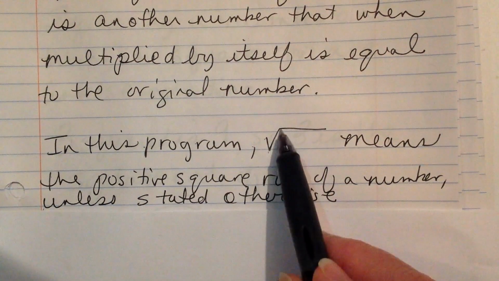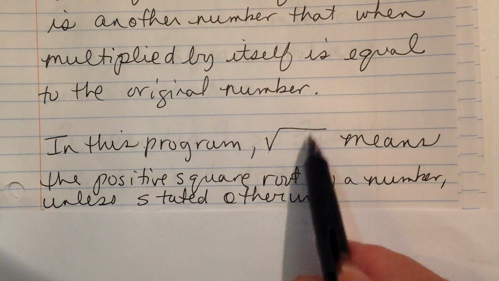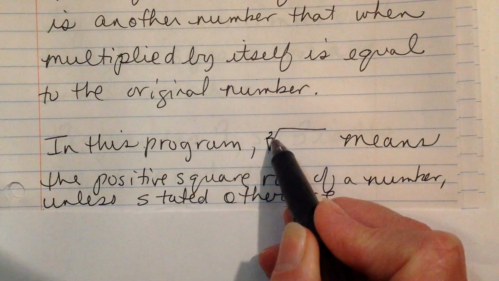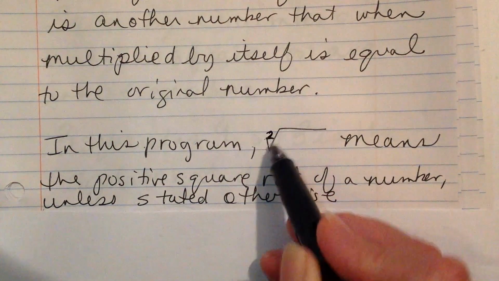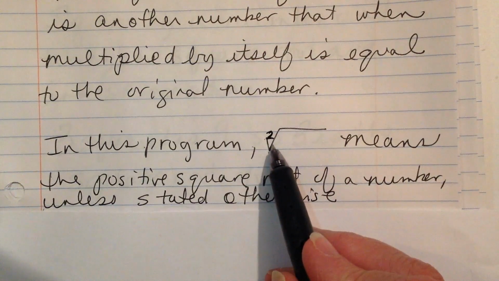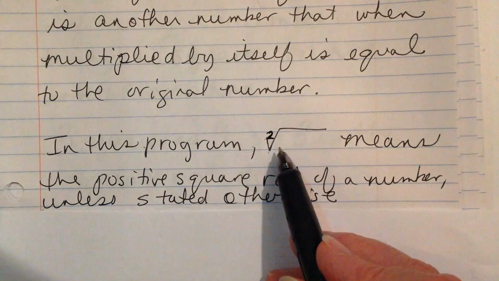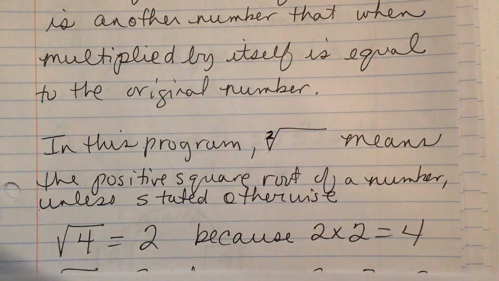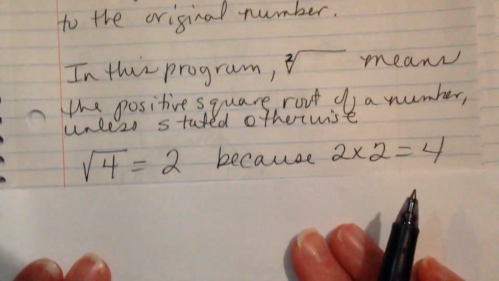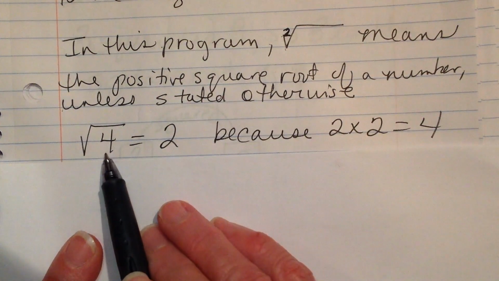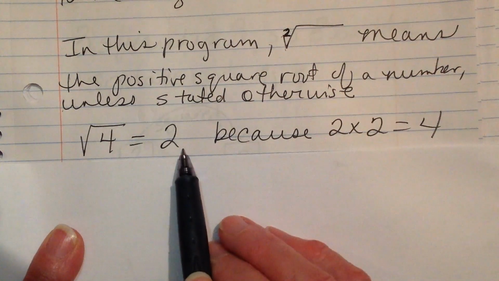Now, this symbol is a square root. It's understood to have a little 2 right here, meaning you're taking the square root. If you don't see a number there, it's understood to be a 2. All right, so let's talk about the square root of 4 equals 2.